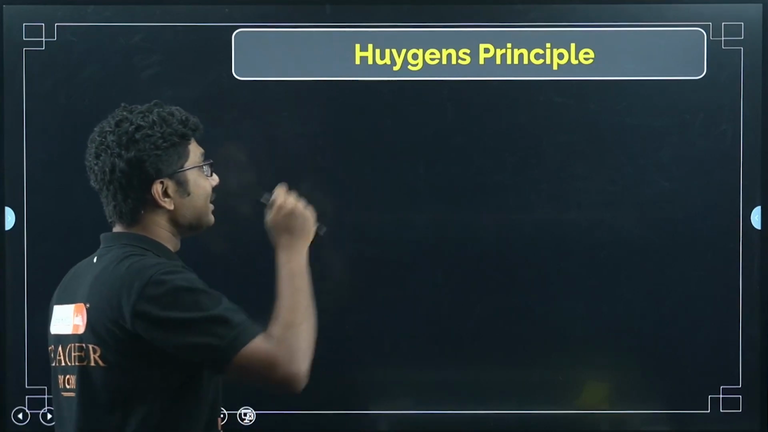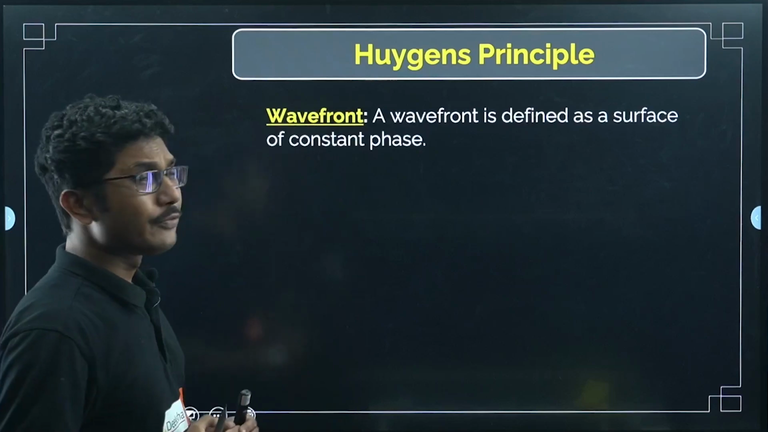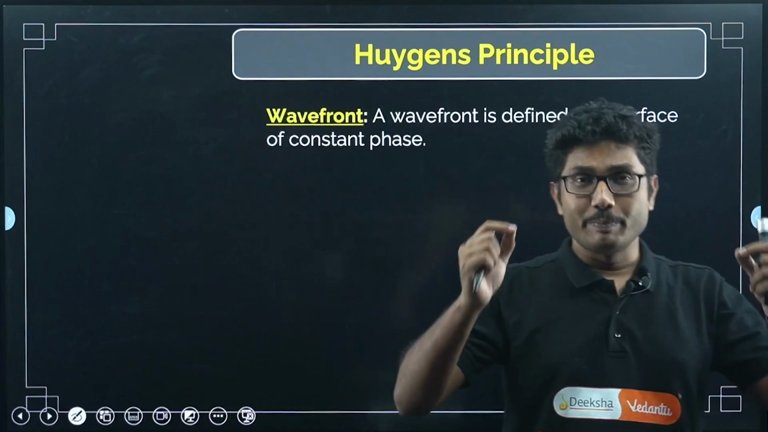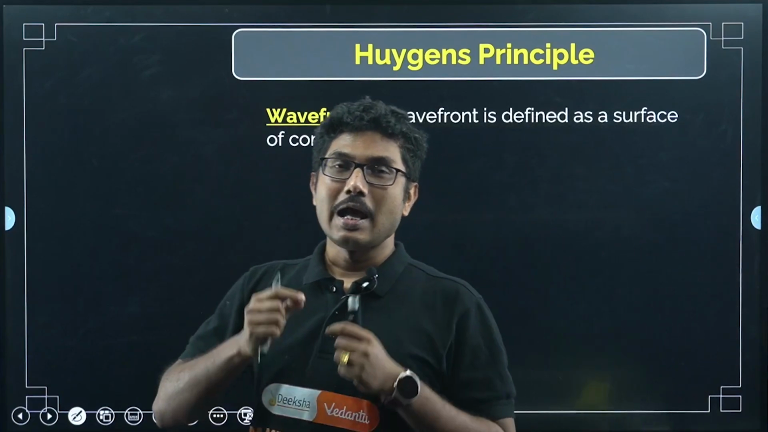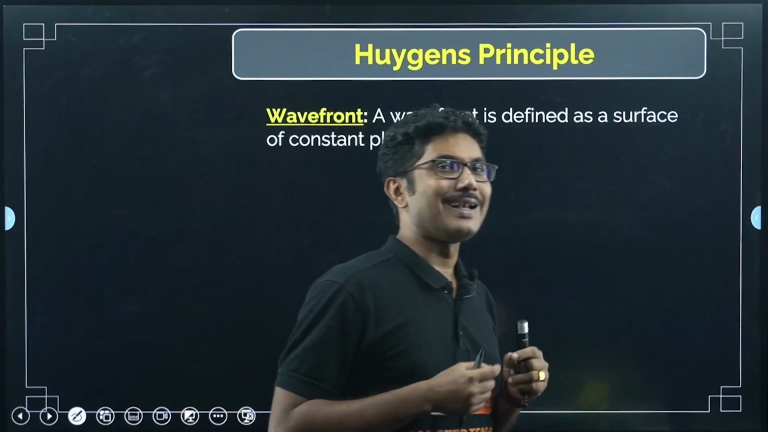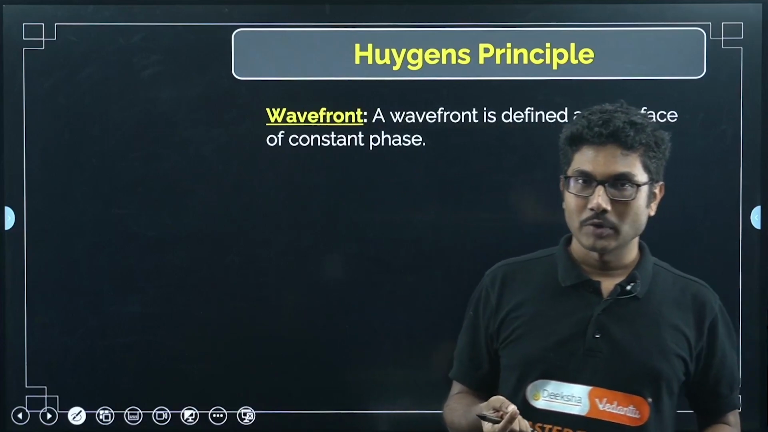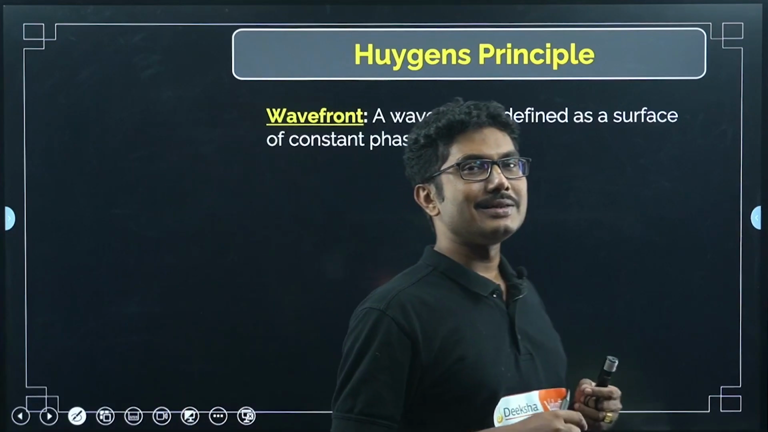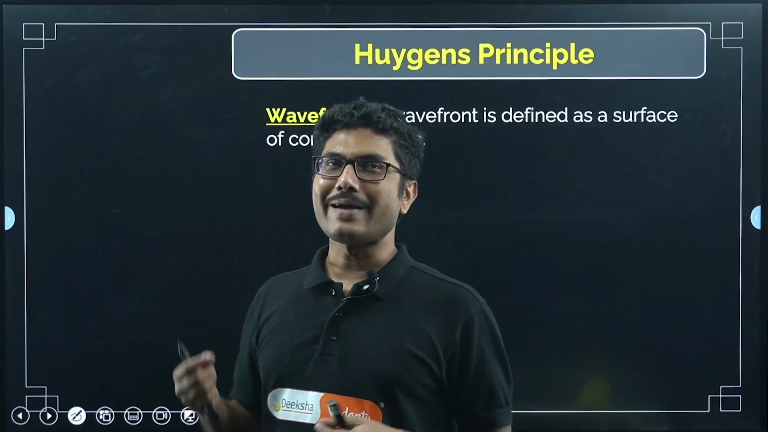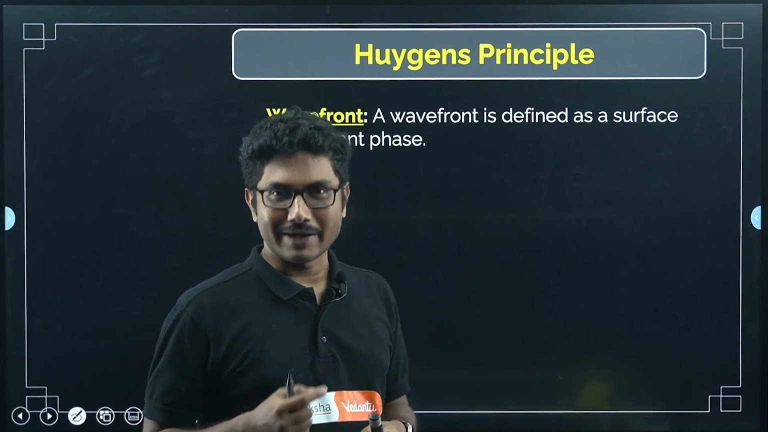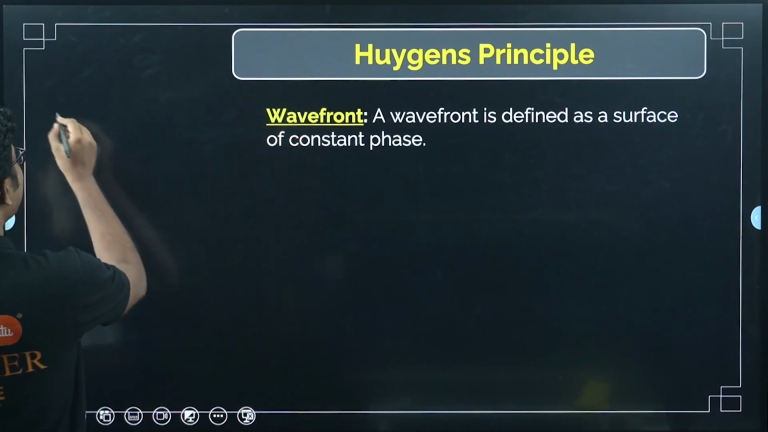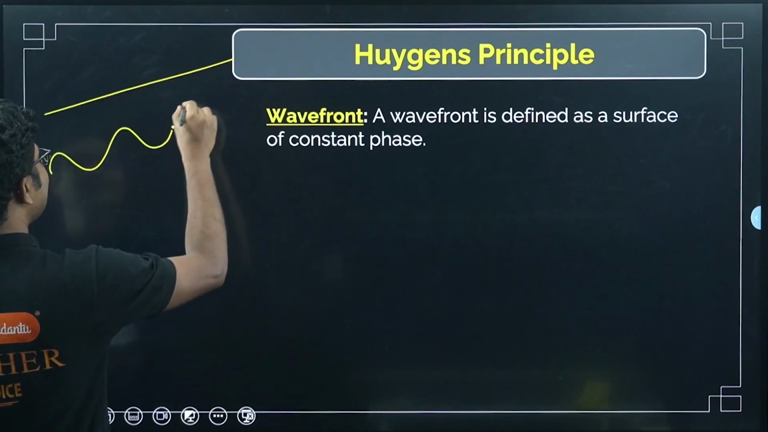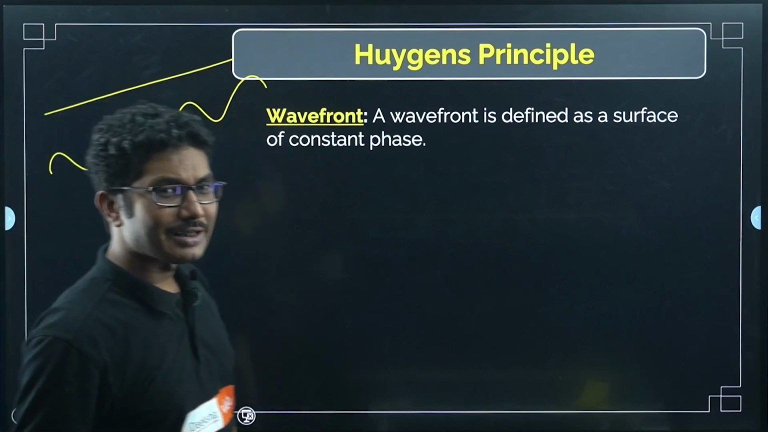Let's start with Huygens principle. Before Huygens principle, there is a very important concept, the wave front. Before I start, I should let you know that so far whatever we have studied, light is traveling in a straight line. Also, in the electromagnetic wave chapter we have learned that light is a wave, right? Now wave and straight line do not go hand in hand, right?